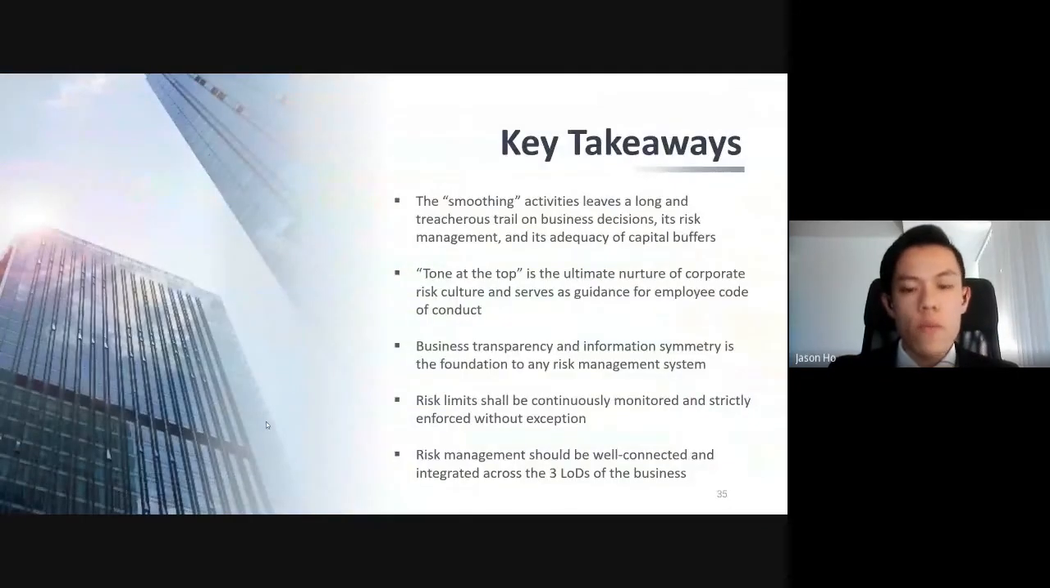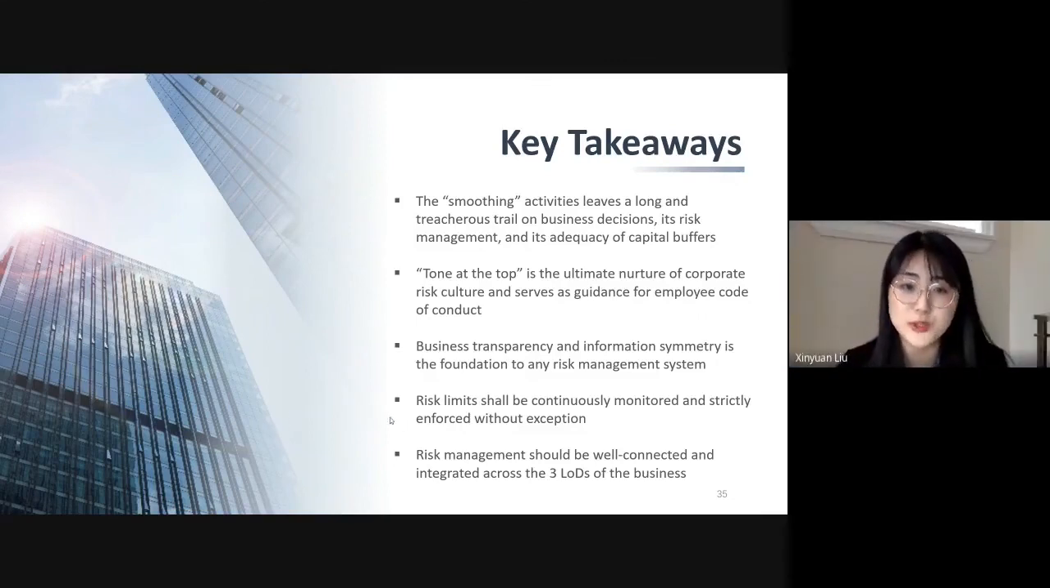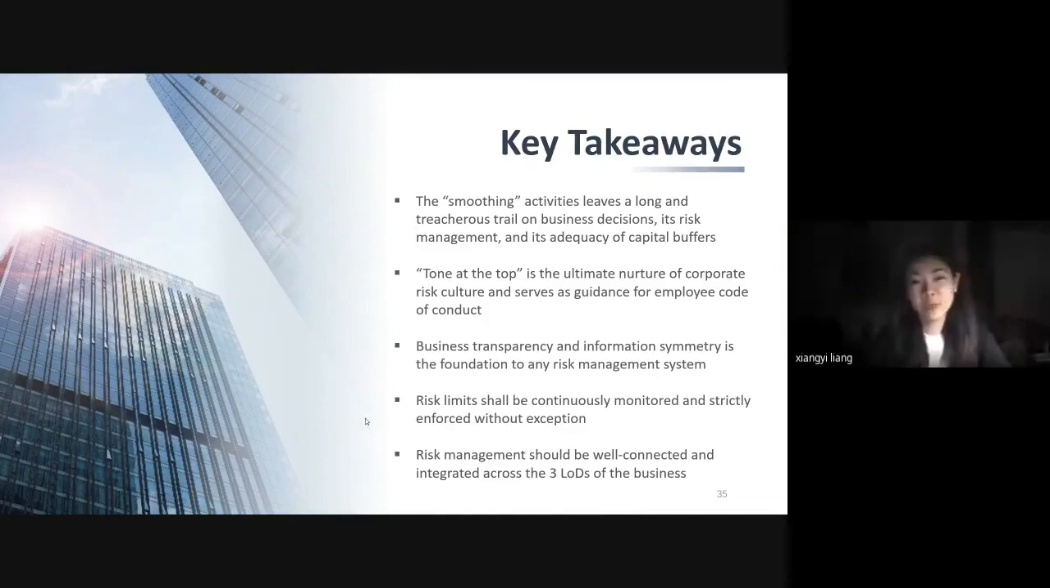And so far, we have proposed a long list of changes. But at the end, we would like to end by reiterating and emphasizing a couple of them. So first off, the smoothing activities of NAB traders left a lasting impact on the bank's business and the risk management. And when we trace the problem to its origin, a corporation's tone at the top is what ultimately shapes its risk culture and all employees' standard behaviors. And in addition, we believe business transparency and information symmetry are the fundamental and indispensable infrastructure for healthy and efficient corporate operations, especially for risk management.